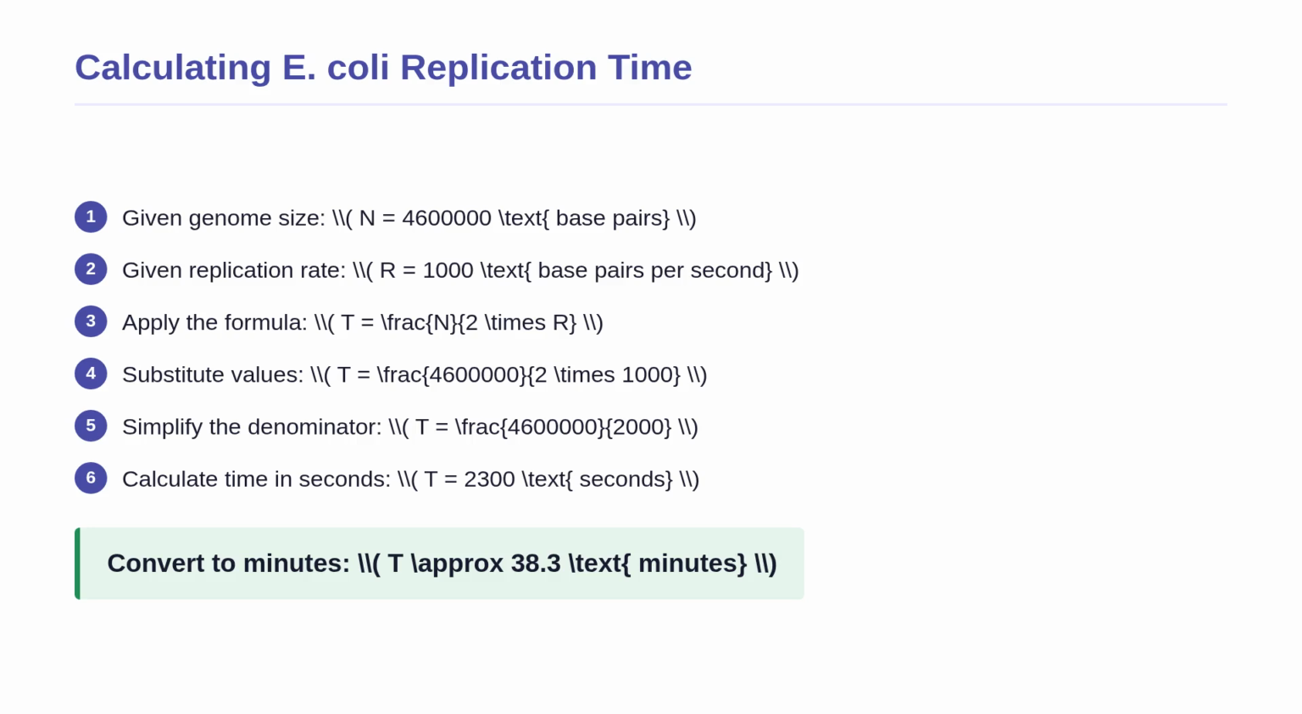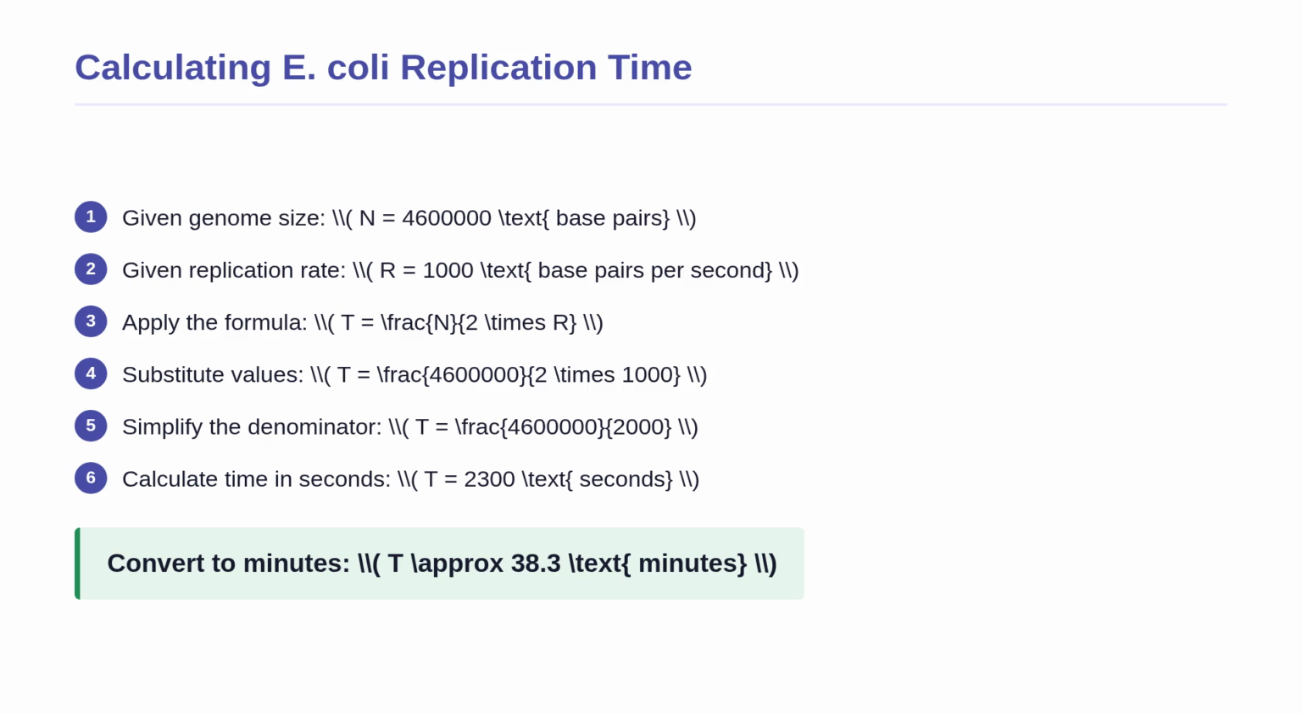Let us apply this formula to a real-world scenario involving the famous bacterium E. coli. We are given that the E. coli genome has 4,600,000 base pairs. We also know its DNA polymerase operates at a steady rate of 1,000 base pairs per second per fork. We want to find the total replication time.